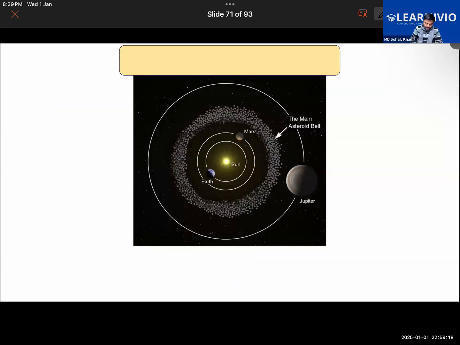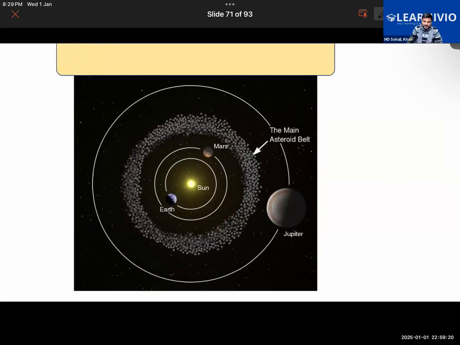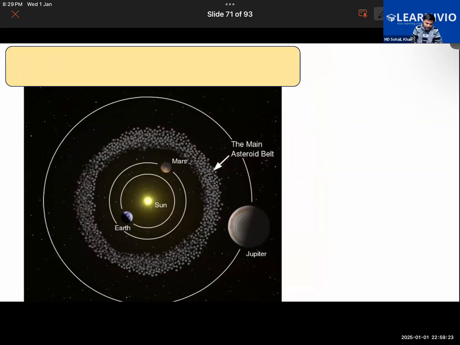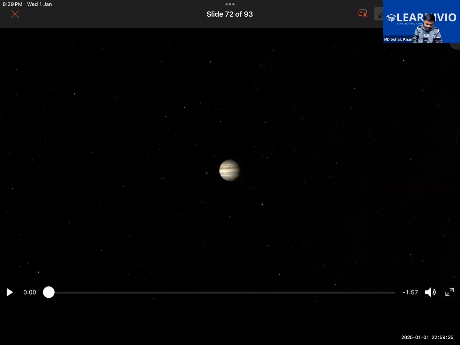That's all about Jupiter. Now, between Jupiter and Mars, you will see a belt of asteroids that is also revolving around the sun. So that's the asteroid belt present between Mars and Jupiter. Keep that in mind. This is a video regarding Jupiter. We don't have time, otherwise I would have played this. Just 1 minute.